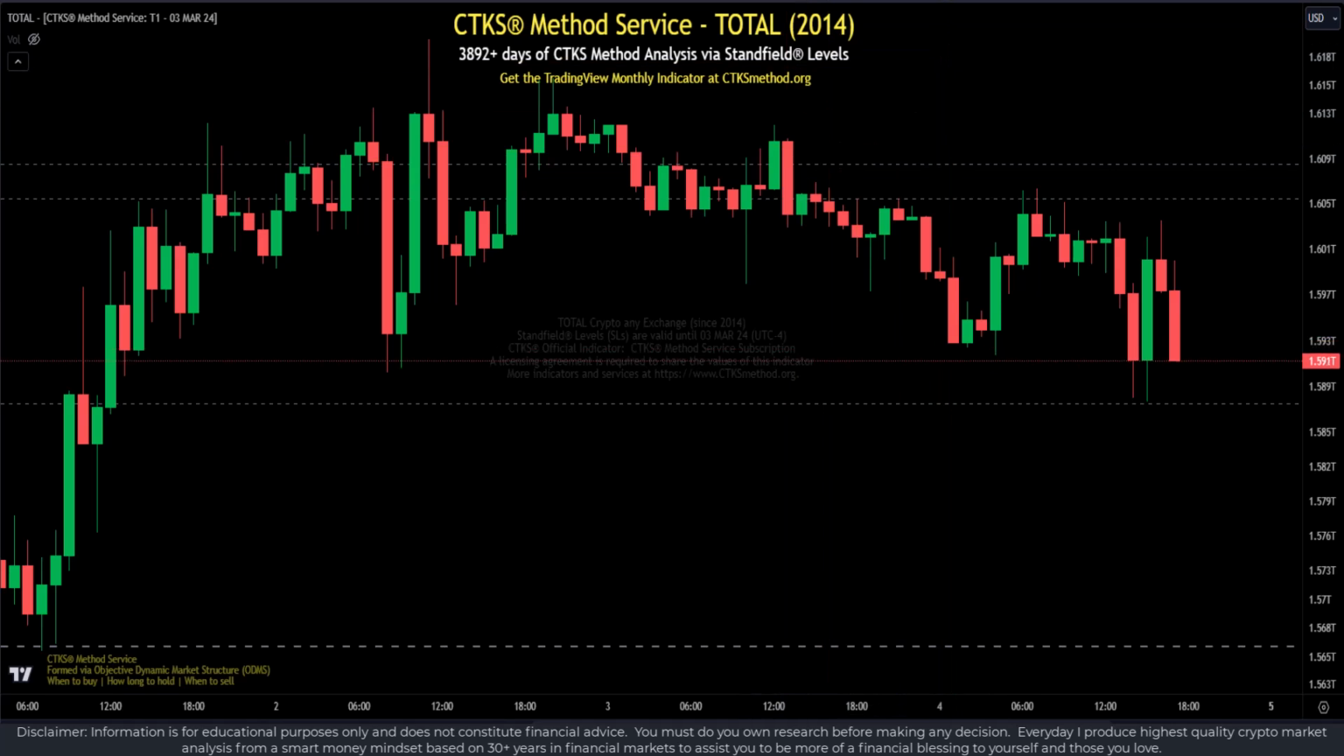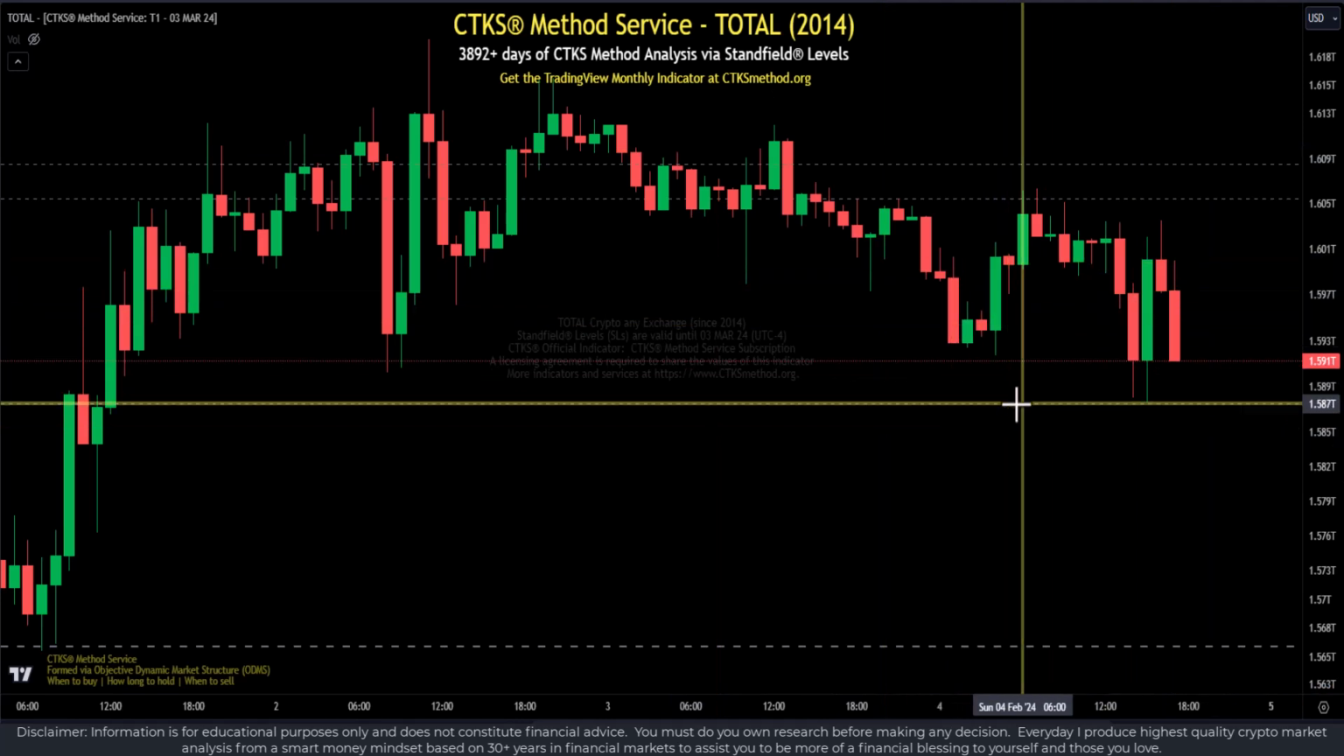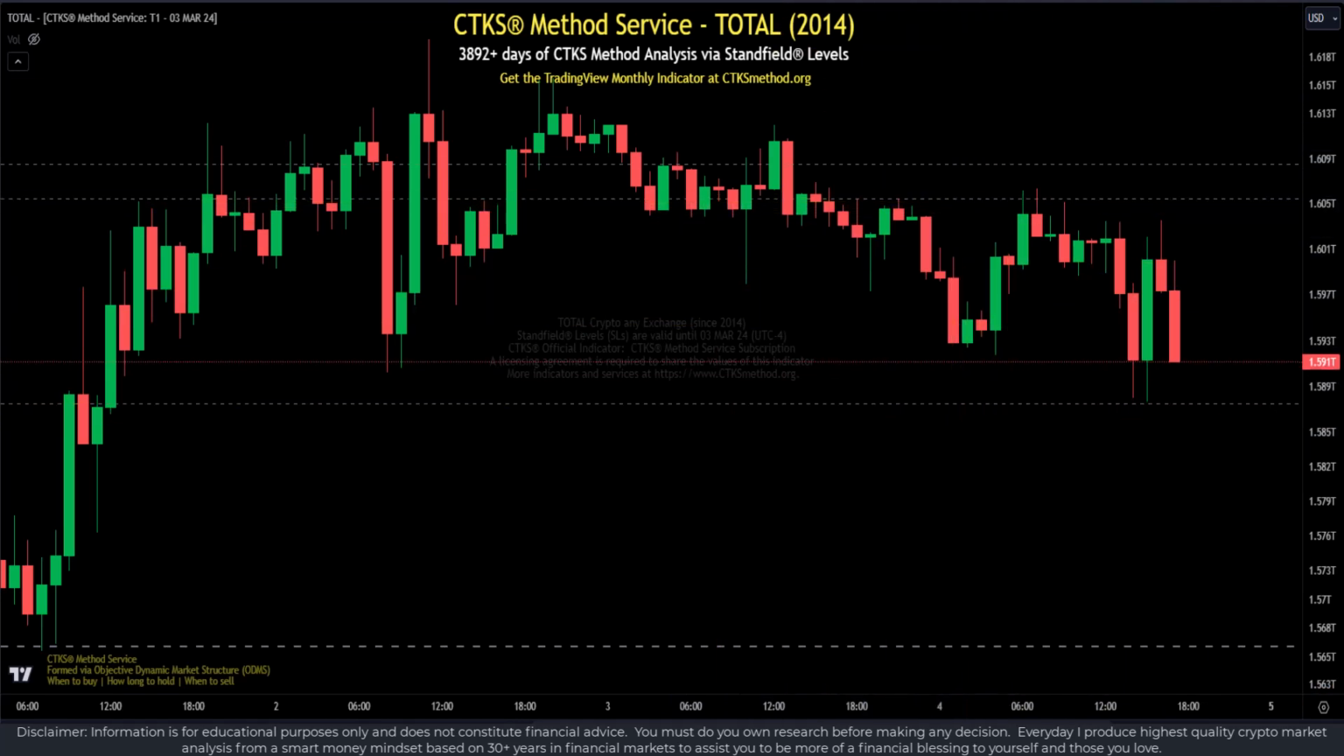You can get rid of all your stress when it comes to trading and investing by simply knowing where the structural levels are. If you don't know where the structure is, you're just guessing. If you're guessing, you're going to lose money.